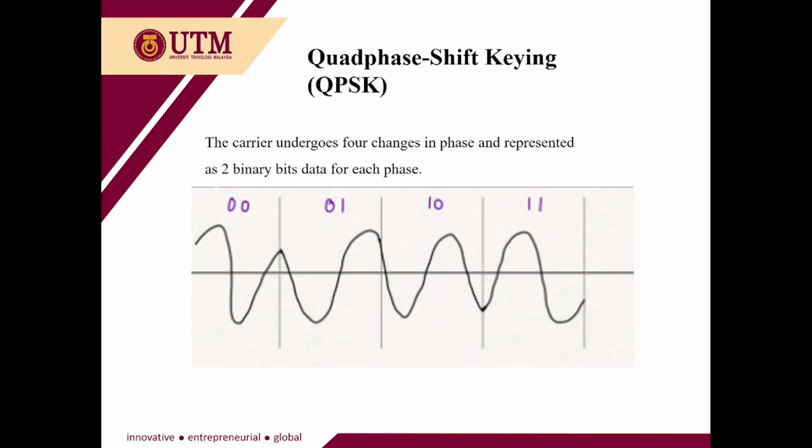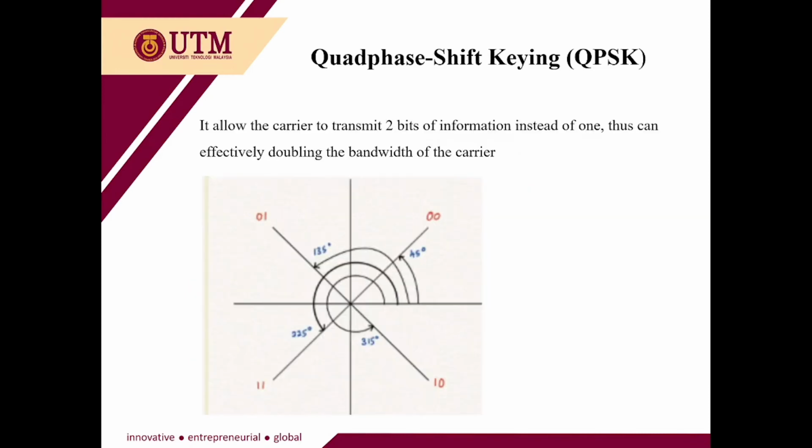Lastly, we'll be looking into quad phase shift keying. The carrier undergoes 4 changes in phase and is represented as 2 binary bit data for each phase, which is 00, 01, 10, and 11. This will allow the carrier to transmit 2 bits of information instead of 1, thus effectively doubling the bandwidth of the carrier. Usually, the angle is rated between 45 degrees or 90 degrees. The most common use is 45 degrees. For bits 00 it will be 45, next is 135, 225, and lastly 315.